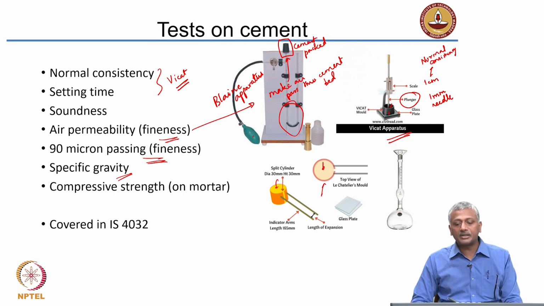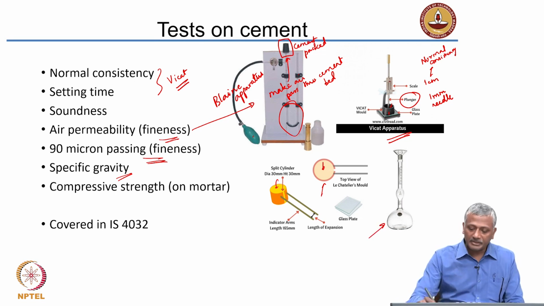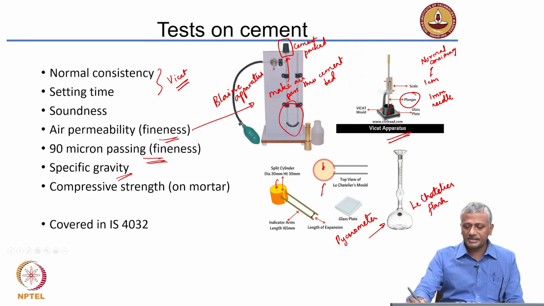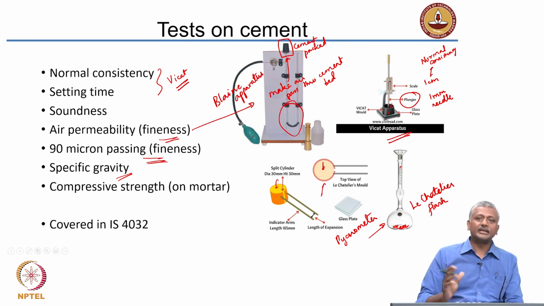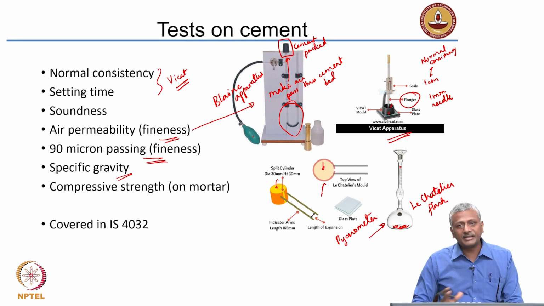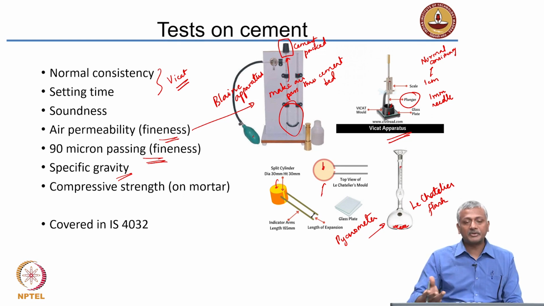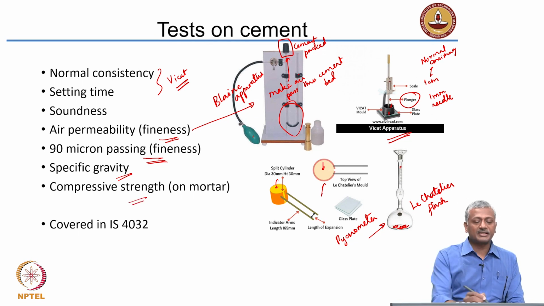The specific gravity can be determined by a pycnometer method, by using what is called the Le Chatelier flask. This is a very simple test. All you're doing is putting your powder here and filling it up with a liquid like oil or kerosene up to a certain point, and then you do the same test without the powder and fill it up, and then by measurement of the mass of the material added, you can determine the specific gravity. Then you have compressive strength, as I said, on mortar.